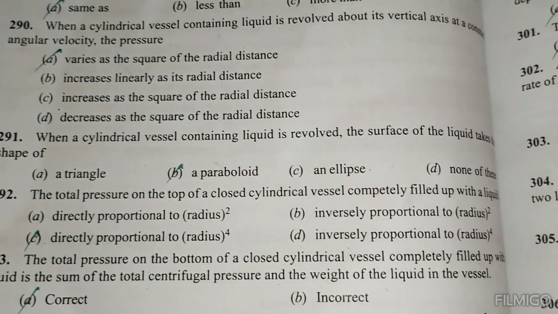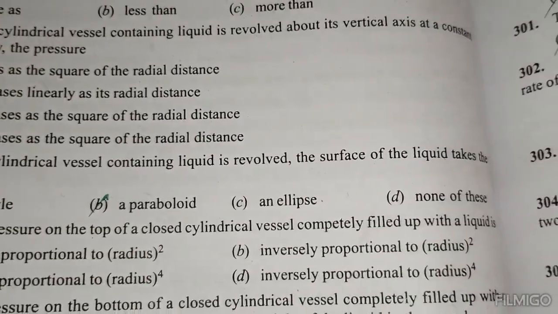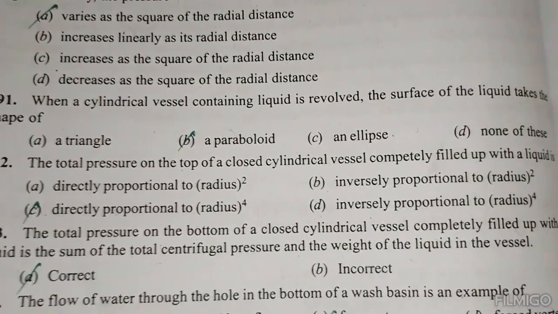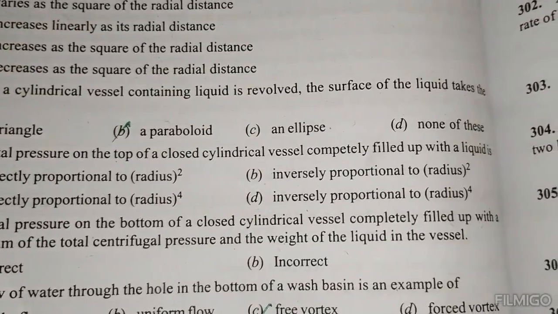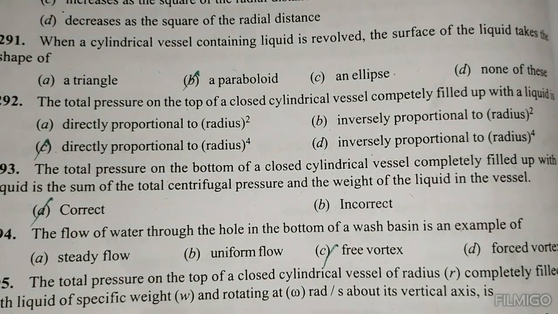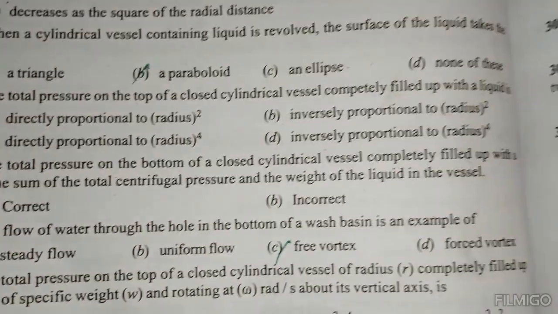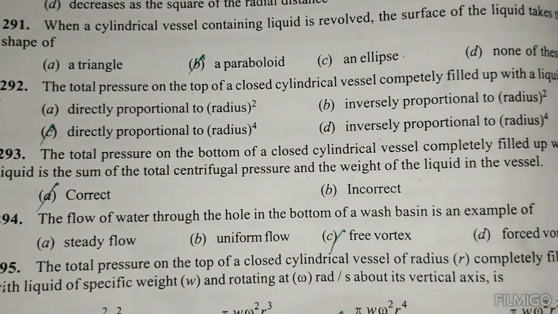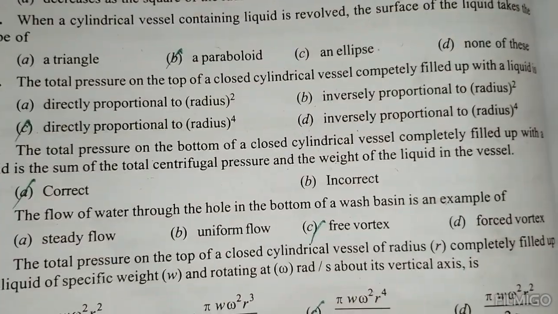When a cylindrical vessel containing a liquid is revolved, the surface of the liquid takes the shape of a paraboloid. The total pressure on the top of a closed cylindrical vessel completely filled with liquid is directly proportional to the radius to the power 4. The total pressure on the bottom of a closed cylindrical vessel completely filled with a liquid is the sum of the total centrifugal pressure and the weight of the liquid in the vessel. Correct.